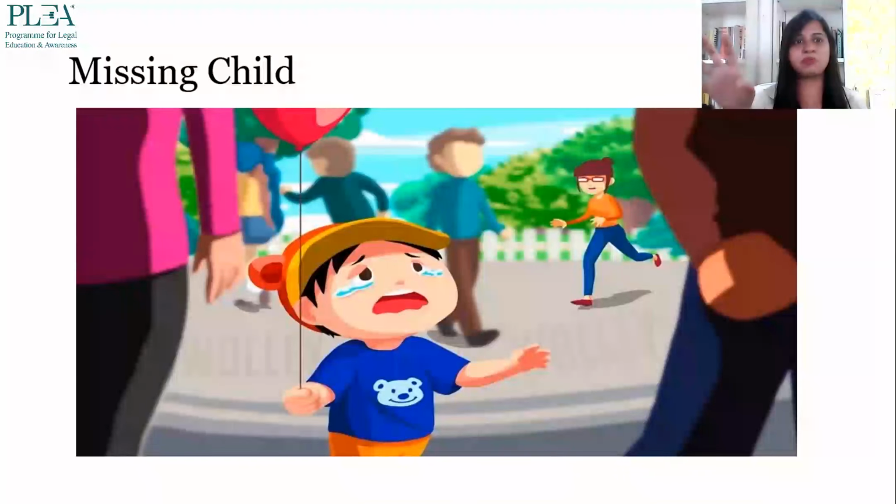So usually it has been the practice that for the age group of 0 to 6, such kinds of orders were considered.